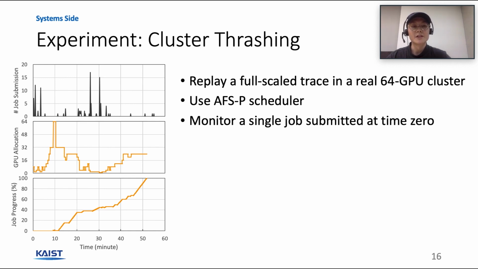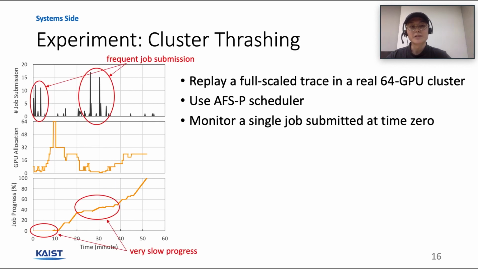In the last figure, we can find that the monitoring job progress is slowed down whenever its GPU share changes. As you can see, the progress is significantly slowed down, especially when many jobs are submitted frequently to the cluster. This is because the system is busy reconfiguring the monitoring job and the job cannot progress during the reconfiguration.